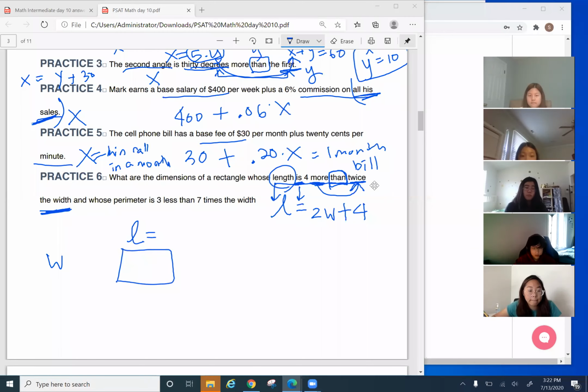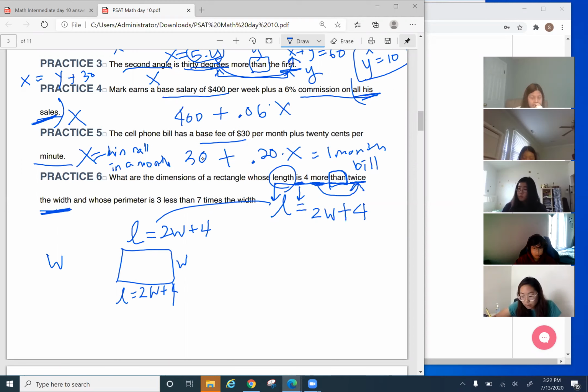Please tell me if I'm not recording, so you guys can watch it later if you get confused. Length is 4 more than twice the width is this equation, okay? So that's your length, so I'm going to put it in here. Length is equal to 2w plus 4, and width is just width. How do you find the perimeter now?